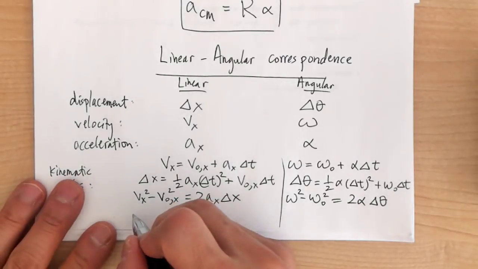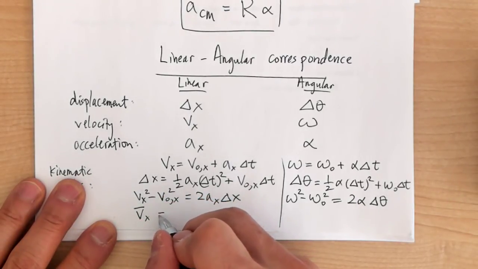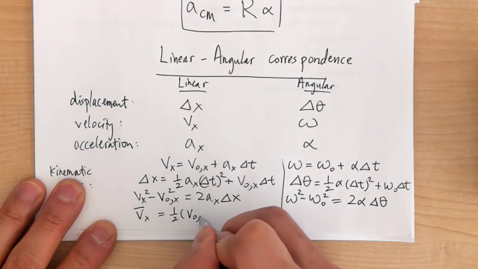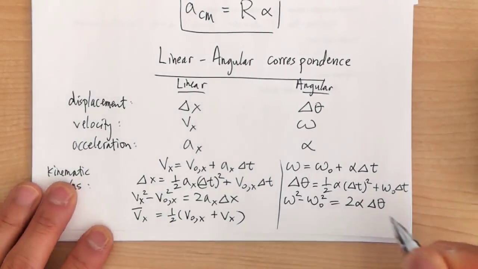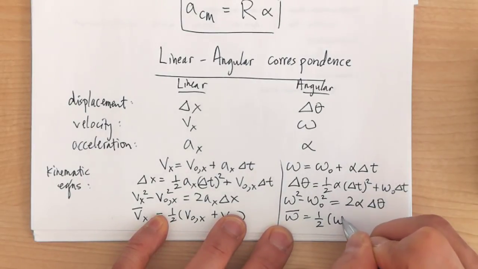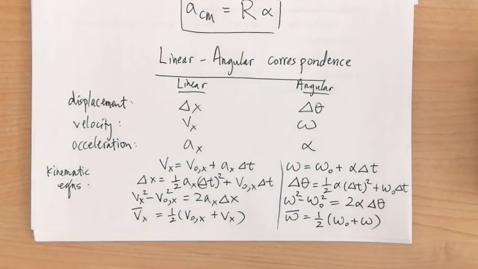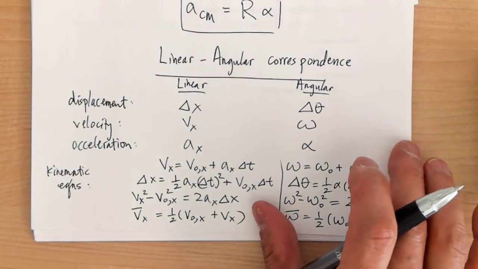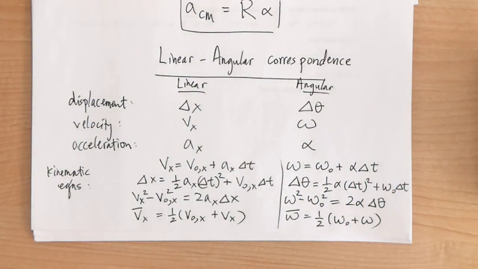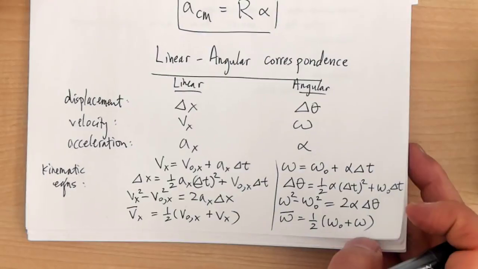And then just one more. Vx average is equal to 1/2 (V0x plus Vx), and then omega average is equal to 1/2 (omega naught plus omega). Okay. These are the analogs of linear to angular correspondences. All right, hopefully everything I wrote down is pretty familiar already.